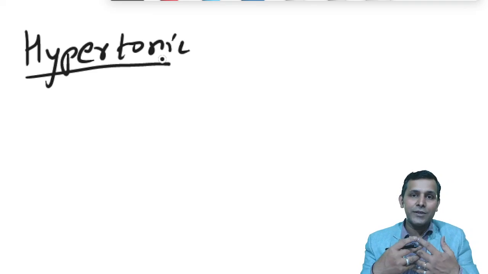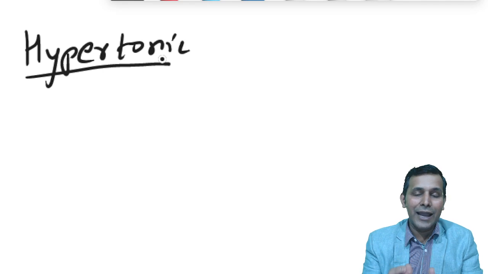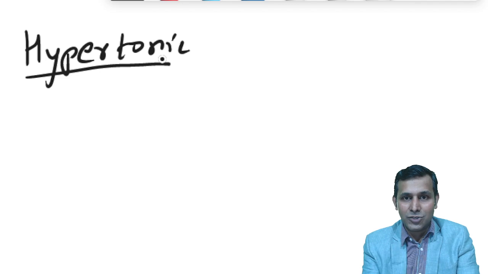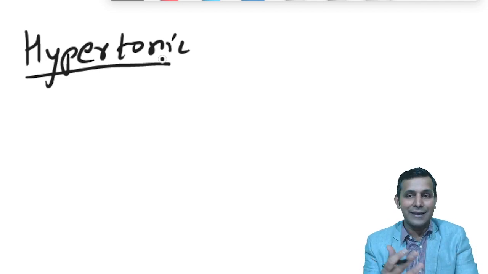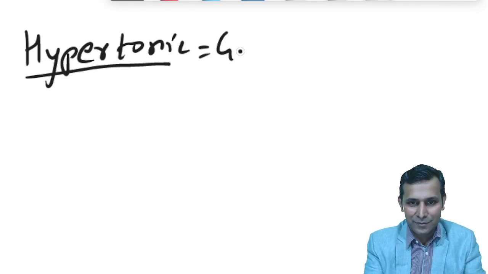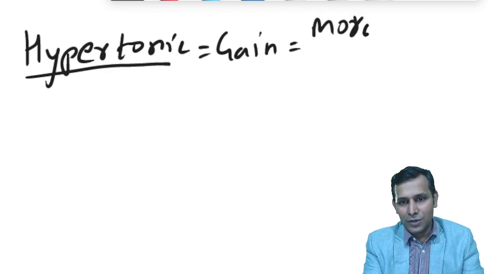So if a person is losing salt or gaining salt, what happens here? Hypertonic means the salt is lost or the salt is gained in more quantity as compared to water. So hypertonic gain means a person is gaining more salt. More salt is gained.